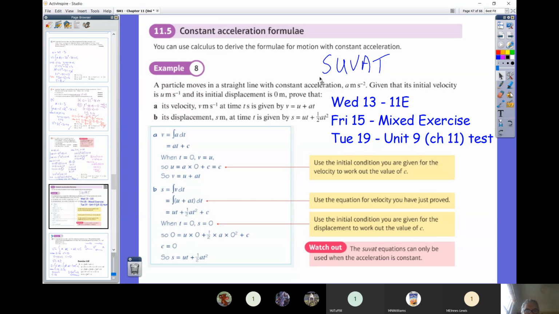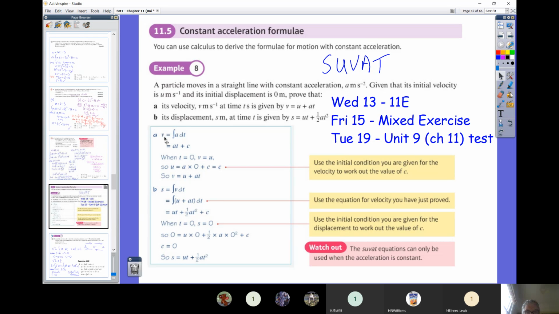So all we've got left to do is to link integration with the fact that it ties in with SUVAT. As you know, with SUVAT, we're always assuming constant acceleration. So this bit is just linking the SUVAT equations with integration. All we're saying here is that a particle is moving in a straight line with a constant acceleration a, given that its initial velocity is u and its initial displacement is 0. Prove these two formulae. So let's kick it off.